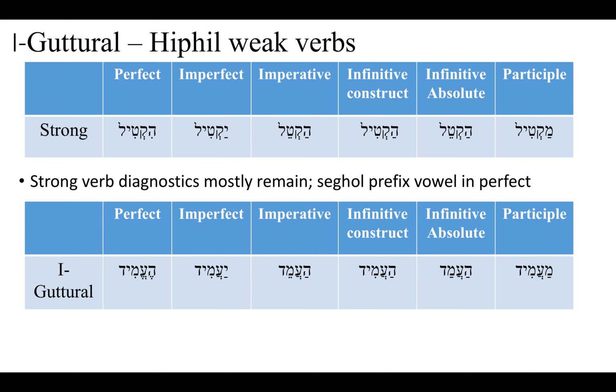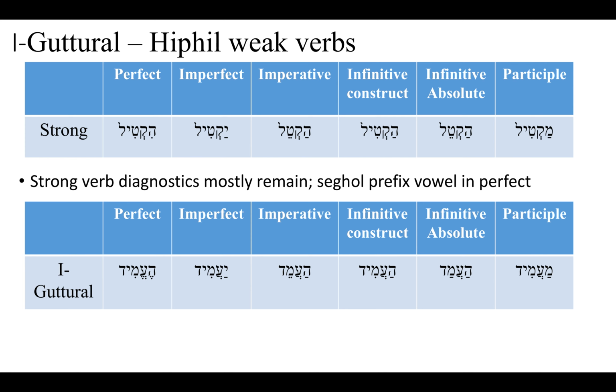And that same phenomenon is seen in the imperative, infinitive construct, and infinitive absolute forms as well under the ayin. You can see there the hatef patah instead of the shava that we have in the strong form. Otherwise, those remain the same. And then the same thing happens also with the participle under the ayin. We have the hatef patah there instead of the shava that we would have in the strong form of the participle.